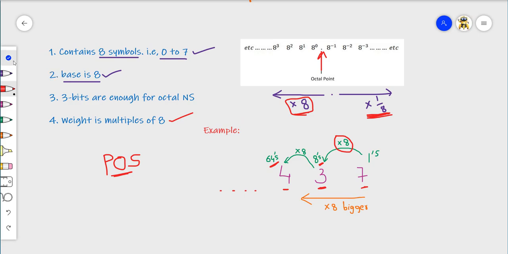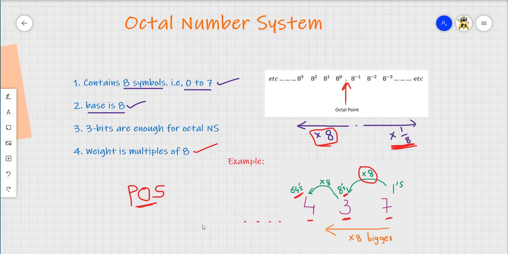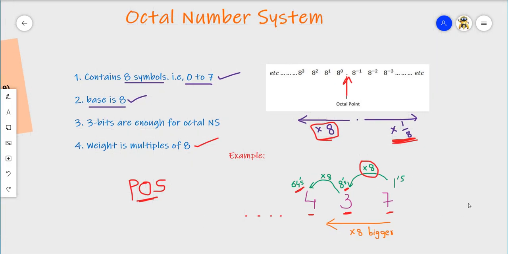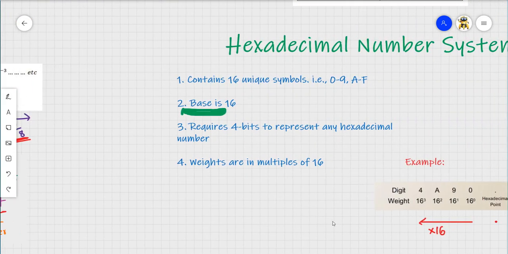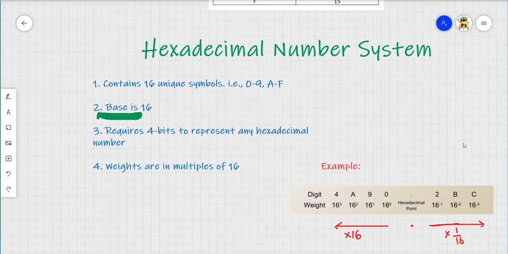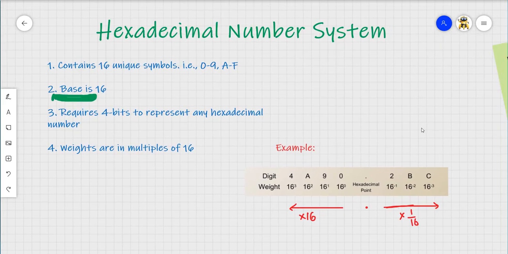So that is all you need to know about the octal number system. And now moving on to the fourth and final number system as a part of your syllabus, which is the hexadecimal number system.